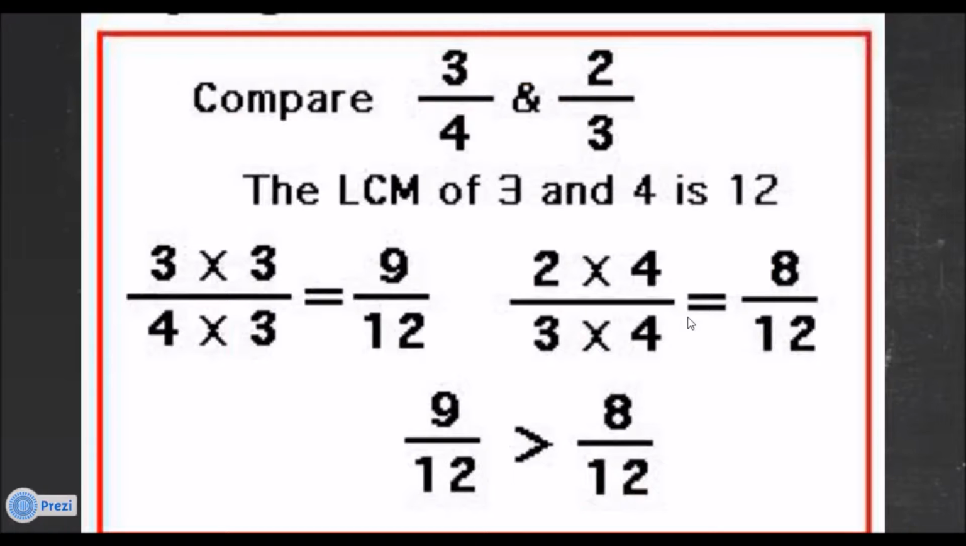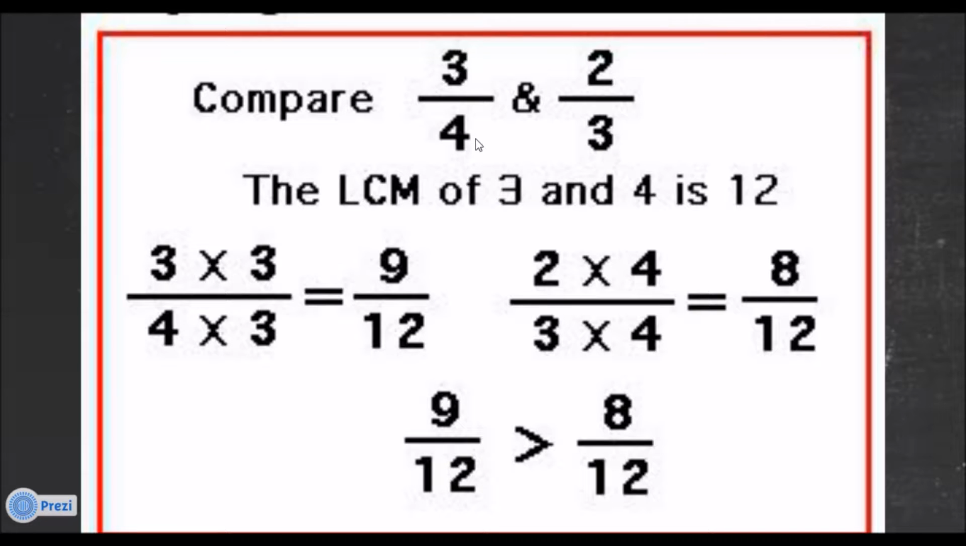So let's look at what it means. Here we're comparing 3/4 and 2/3. Well, the multiples of 3 are 3, 6, 9, 12, 15, and the multiples of 4 are 4, 8, 12, 16.